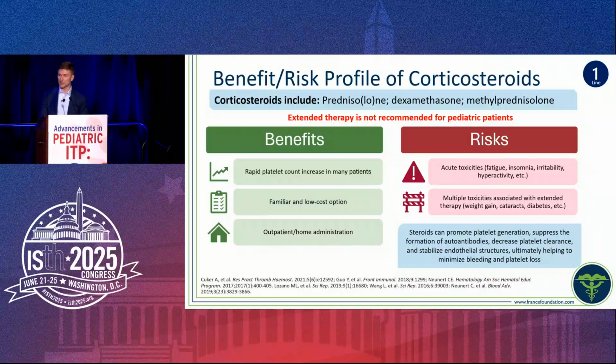So corticosteroids, we know that these can be delivered as oral medications as an outpatient, which is one of the benefits, and they result in a rapid rise in platelet count, and they're relatively low cost and familiar to patients and families. Some of the risks are acute toxicities such as insomnia, irritability, and change in mood. And then long term, we know that if you're on prolonged courses of steroids, you may have multiple toxicities related to more Cushingoid features. So in general, a good outpatient option, but best to use in limited periods.